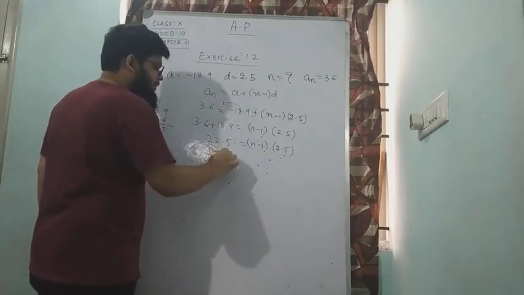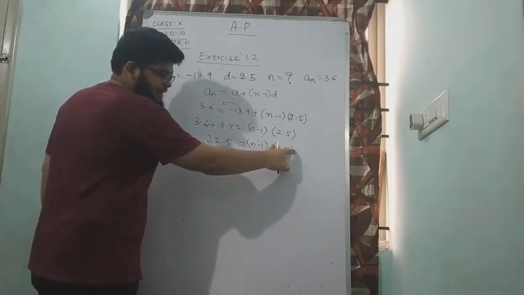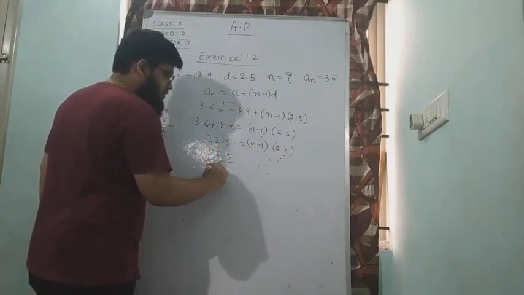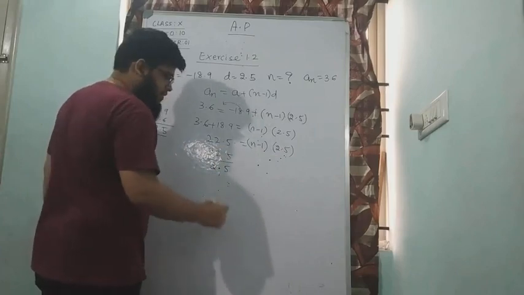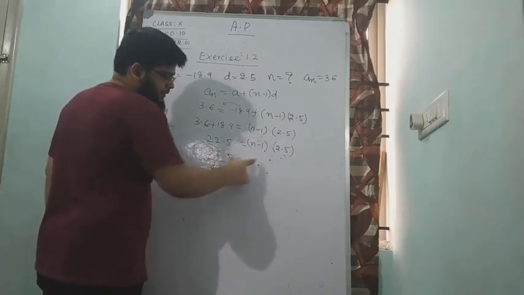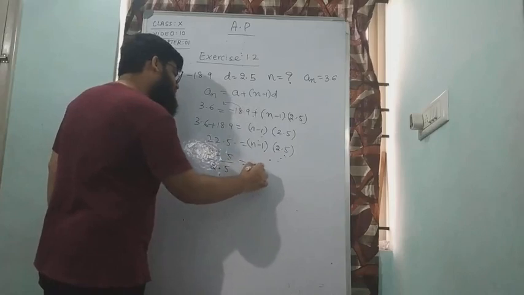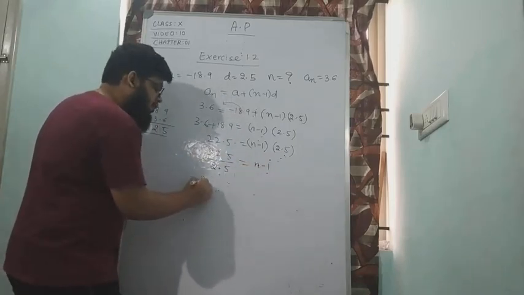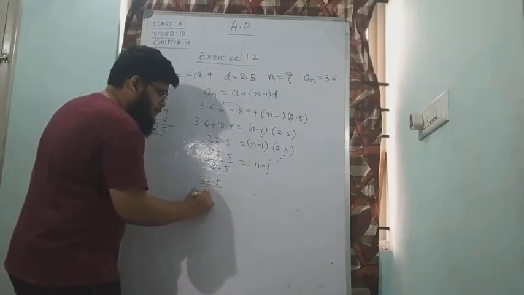Now 22.5 into 2.5, multiplication on coming to the other side, transformation, becomes division. So multiplication of 2.5 becomes division of 2.5, is equal to n minus 1. So I got 22.5 divided by 2.5.